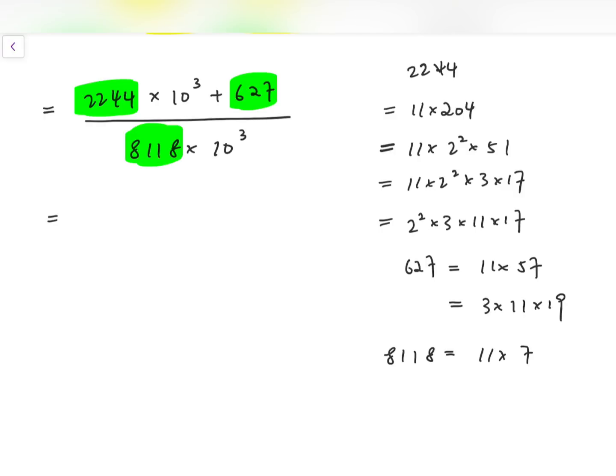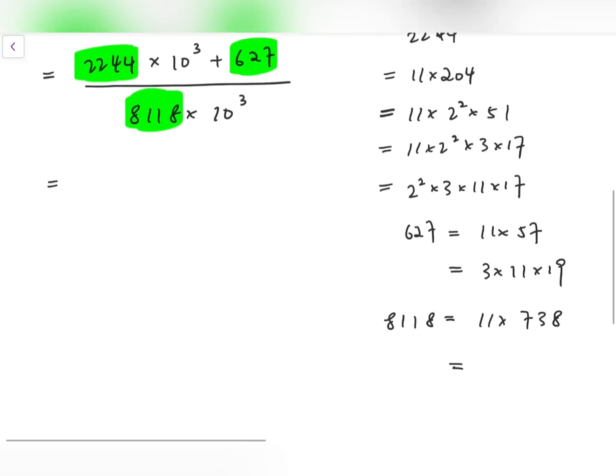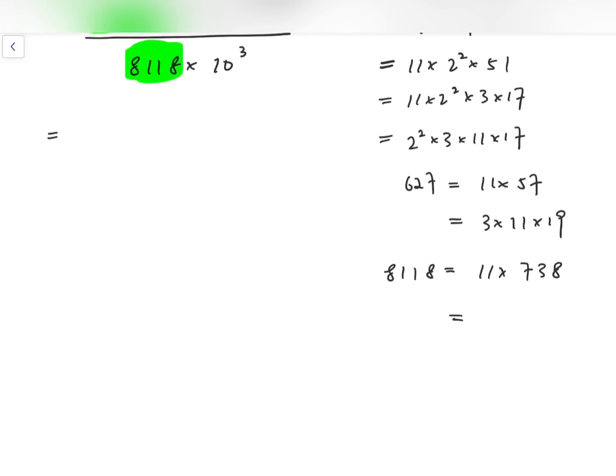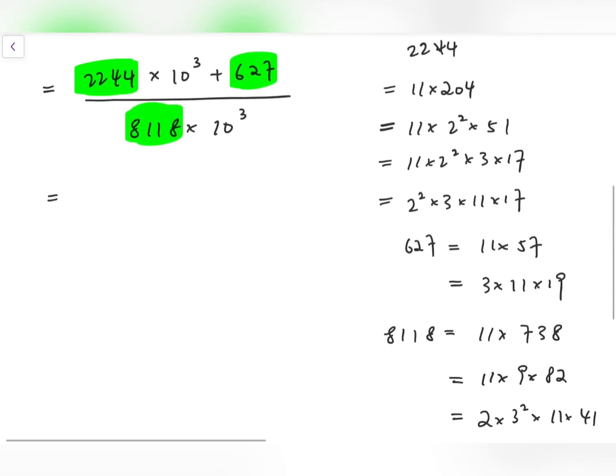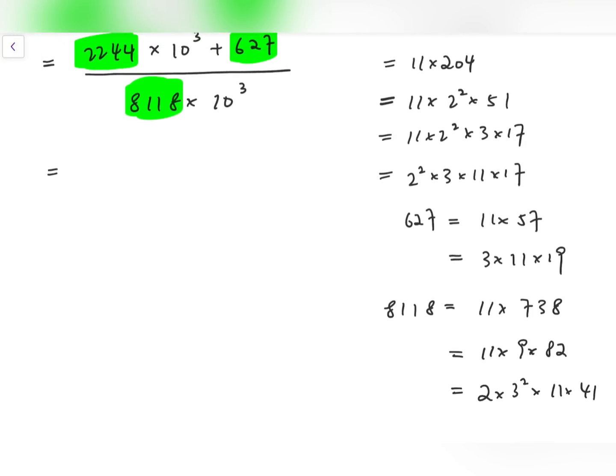and the quotient is 738. Then you will notice that 738 is actually a multiple of 9 because the sum of digits is 18. So by factorizing 9 and 82 separately, we have 8118 equal to 2 times 3 squared times 11 times 41. Then from this, you can see that all these three numbers have common factors 3 and 11. So we can take them out.